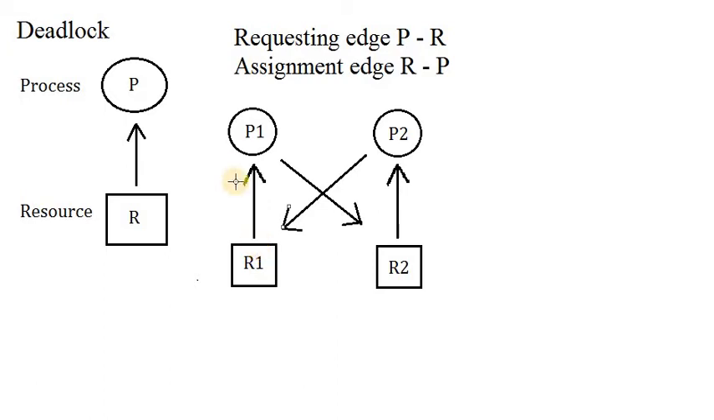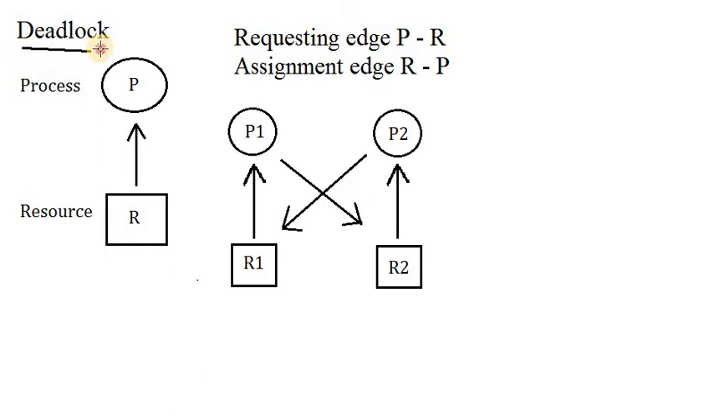In this deadlock situation, no process will complete its execution. Why? Because to release R1, we need to complete P1, but P1 is requesting R2. To release R2, we need to complete the execution of P2, but P2 is requesting R1. So no process is completing its execution. This situation is called a deadlock.